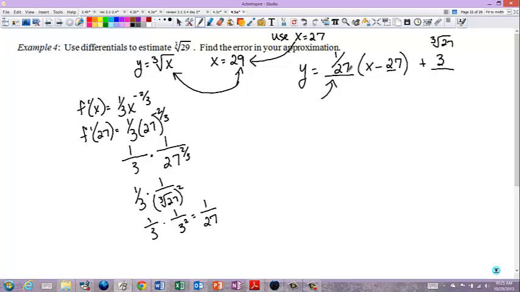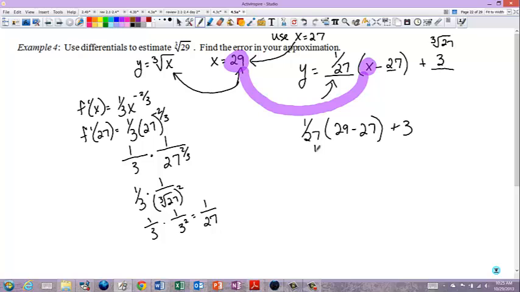And now, all we're going to do is stick the 29 in where the x is. So it's going to be 1/27 times 29 minus 27, plus 3. So 1/27 times 2 plus 3. So 2/27 plus 3. So how about 3 and 2/27?